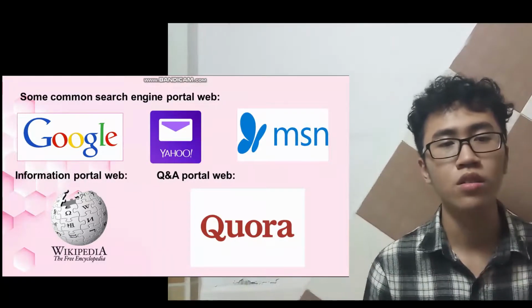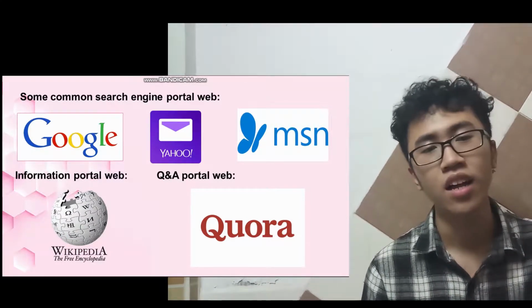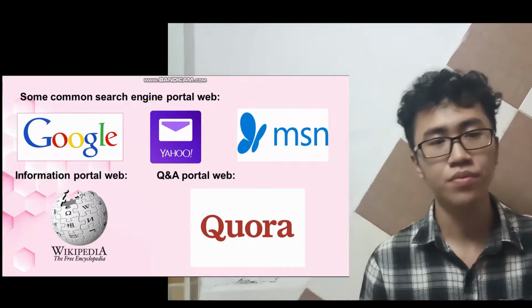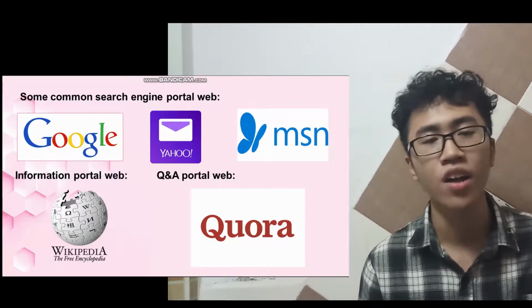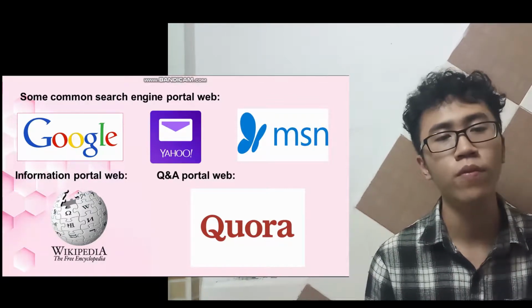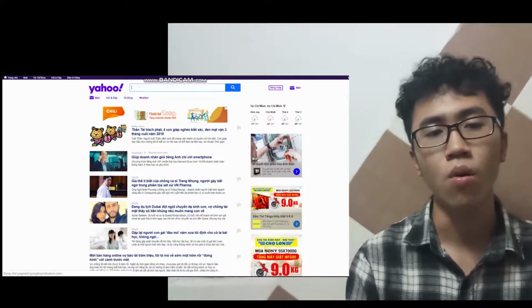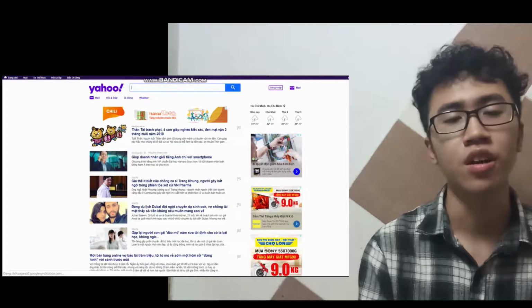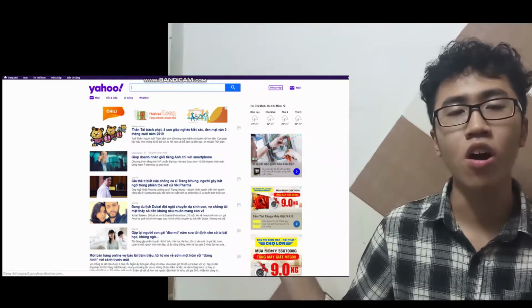Some common search engine portal websites are Google, Yahoo, or MSN. The information portal is Wikipedia, and the Q&A portal is Quora. Yahoo is a specific example and the most common portal website that I visit and will consider deeply. So here is Yahoo's opening page.